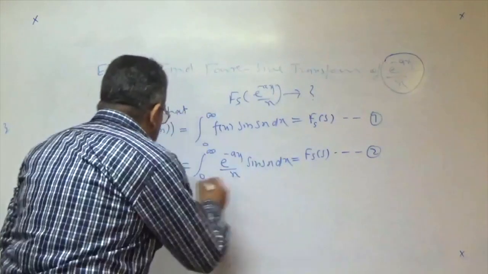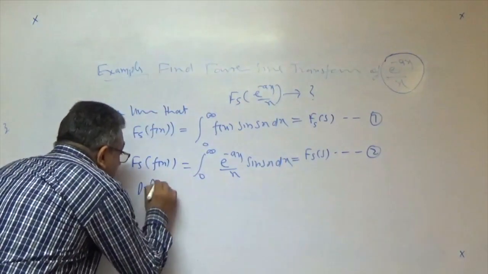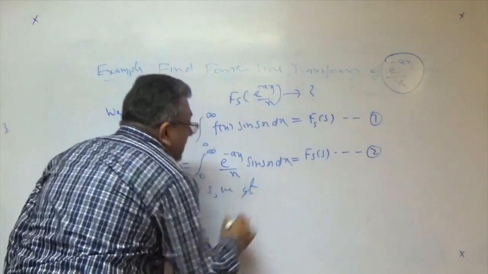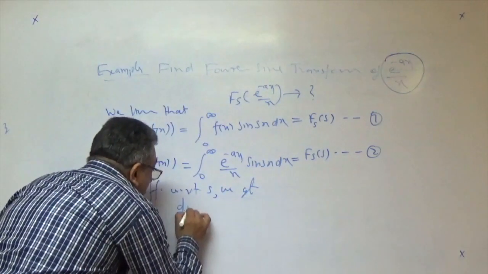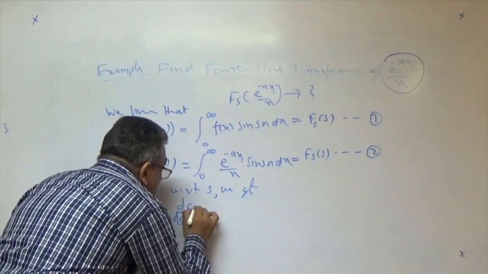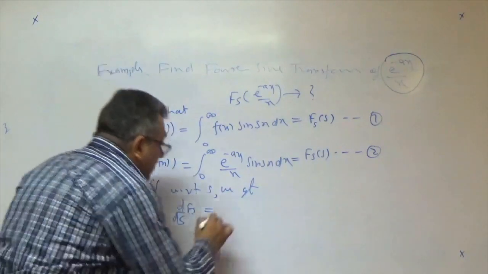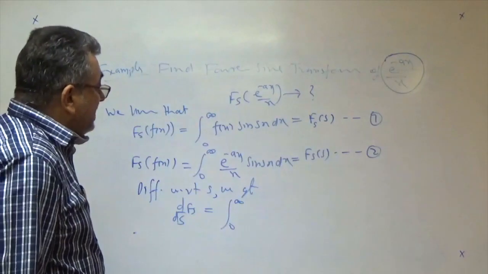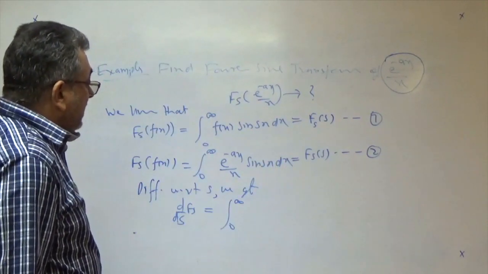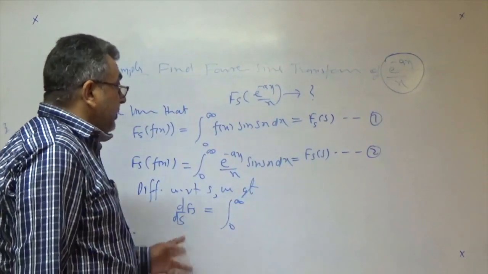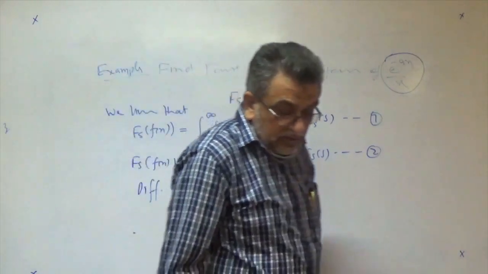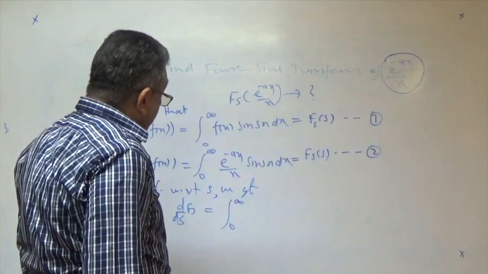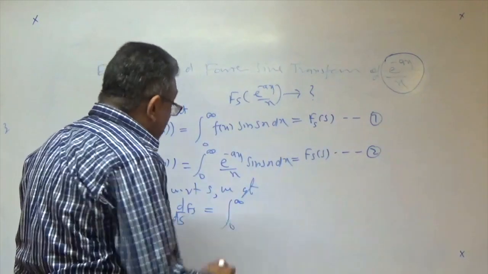We have this. First we differentiate with respect to s. We get d by ds of F(s). On the right-hand side, if you take the derivative inside the integral, then this becomes a partial derivative with respect to s.